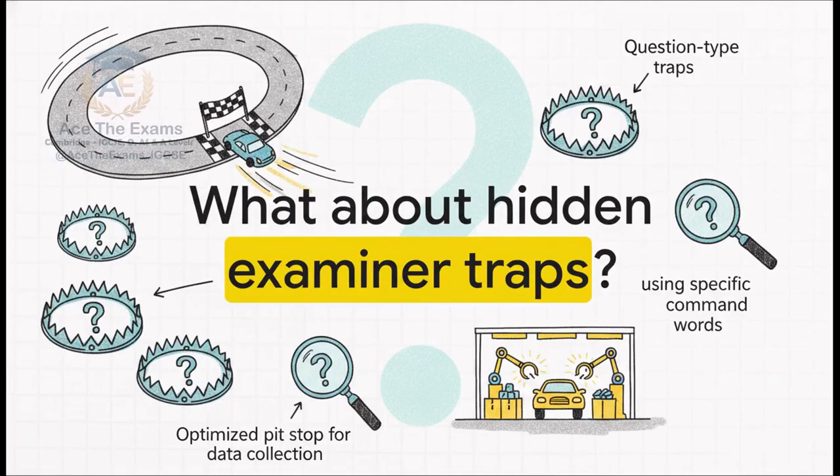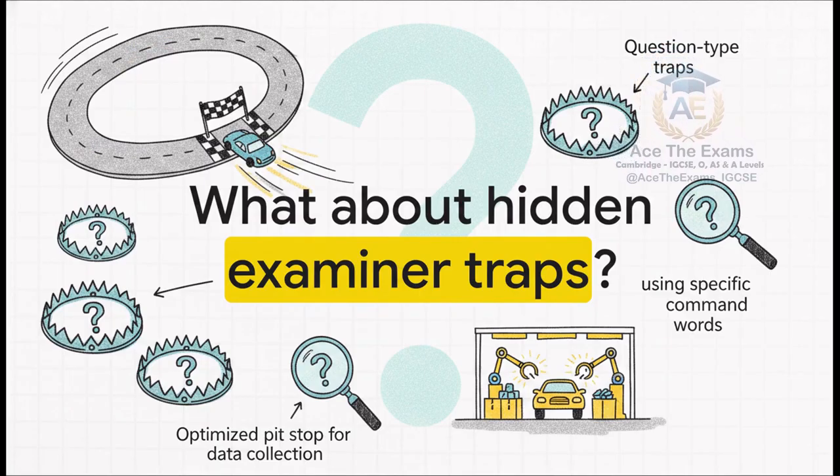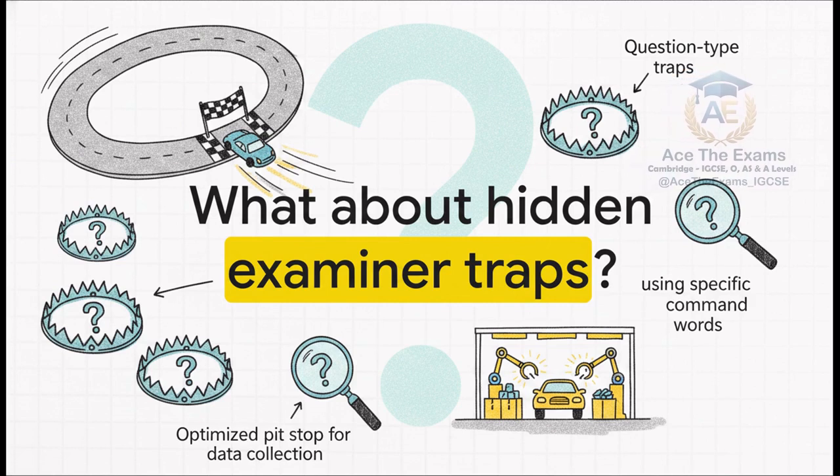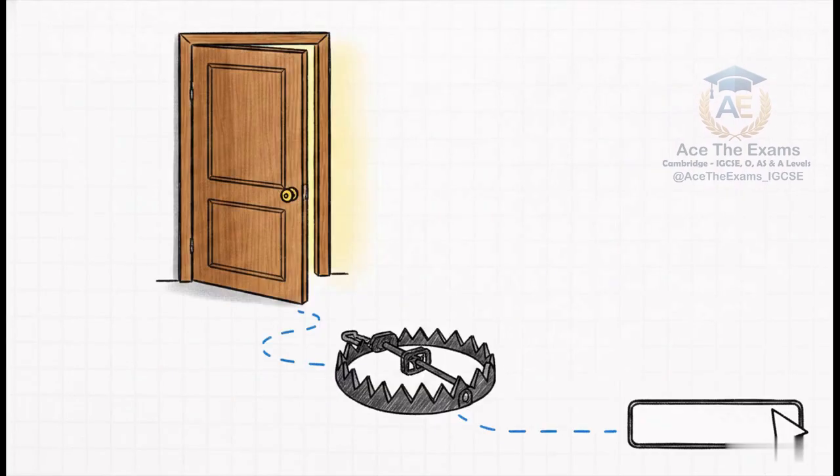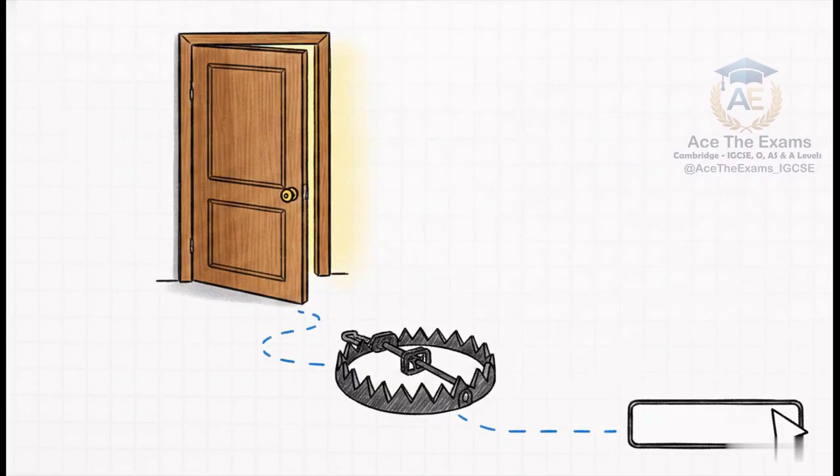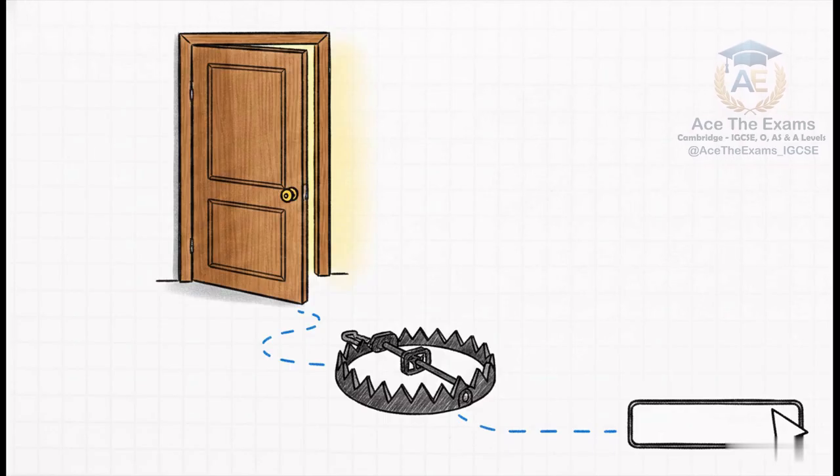So, you've crushed this lap, you've secured these variables marks, but leaving right now means you are completely exposed to the common question type traps that literally ruin grade boundaries. We've completely optimized your pit stop for data collection, but out on the track, the examiners are using highly specific command words designed to trip you up if you aren't paying incredibly close attention. Before you celebrate, ask yourself this. If an examiner asks you to evaluate rather than describe your data, do you actually know how your framework changes?